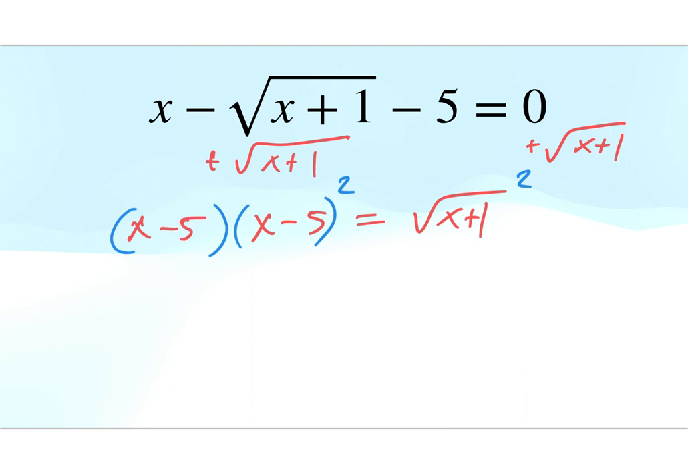So that's what that means. So if I want to get rid of that, on the left I'll have x squared minus 10x plus 25. On the right, I'll have x plus 1. And I did FOIL really fast on the left-hand side.